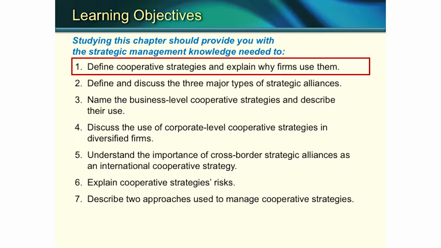So we will mainly talk about strategic alliances as the cooperative strategy in this class. We first define the cooperative strategies and explain the reasons to use, and discuss the three major types of strategic alliances, and understand about business level cooperative strategies, corporate level cooperative strategies, and international cooperative strategy. Finally, we will understand the risk and the approaches to manage cooperative strategies.